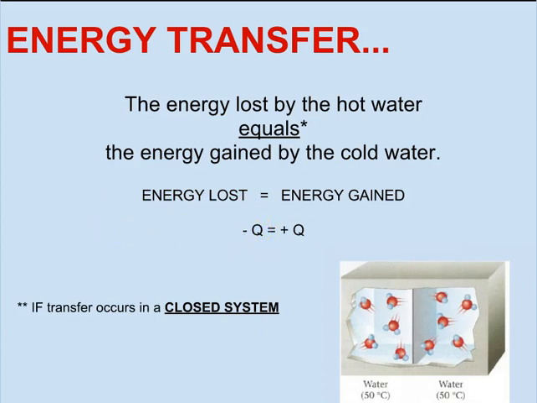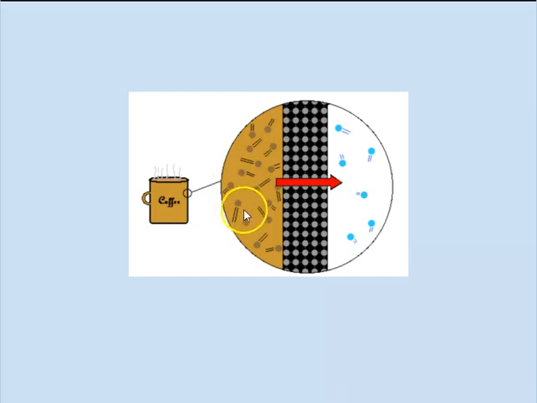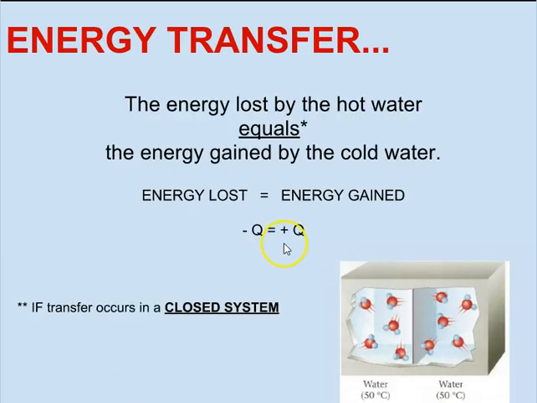Okay, so in our tea example, the tea has a negative Q because it's losing heat, and the mug has a positive Q because it's gaining heat. So mathematically, this doesn't make any sense. Negative Q equals positive Q. That's not true in math. But in chemistry, we're using negatives and positives to indicate the direction of heat transfer. Heat leaving is negative, and heat gained is positive.